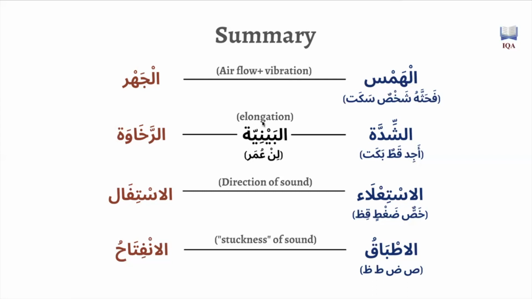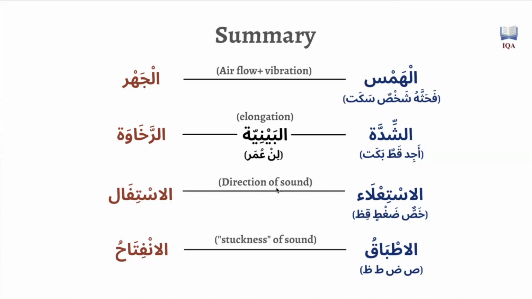Then in terms of elongation, we have al-shidda, and its opposite is al-rakhawa. But then we have these in the middle. Al-shidda means that the letter is not able to be elongated, which is the letters ajid, qattun, bakat. Al-bayyina means that it's in between, so it can be elongated, but not that much, which is al-lin umar. And then all the other letters in the Arabic language are from the letters of al-rakhawa, huruf al-rakhawa, and they can be elongated, like as, and so on and so forth.